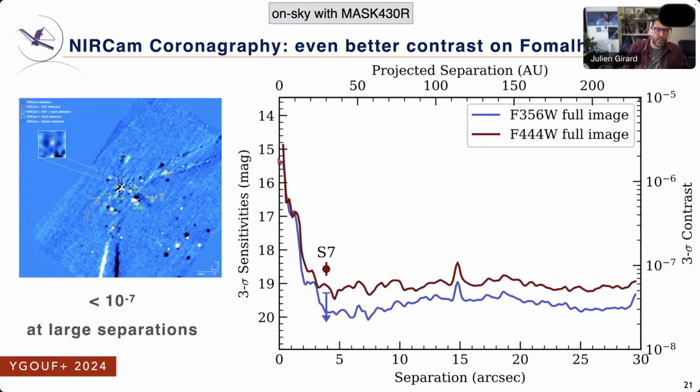This is another slide I'd like to show for performance. This is the record-breaking contrast we achieved with NIRCam, and this is at very large separation because this was done with a large mask on a bright star using the full frame mode. So that's as deep as you can go with a coronagraph with NIRCam. It's better than 10⁻⁷, and that's pretty much what was expected from the photon noise and the readout noise.